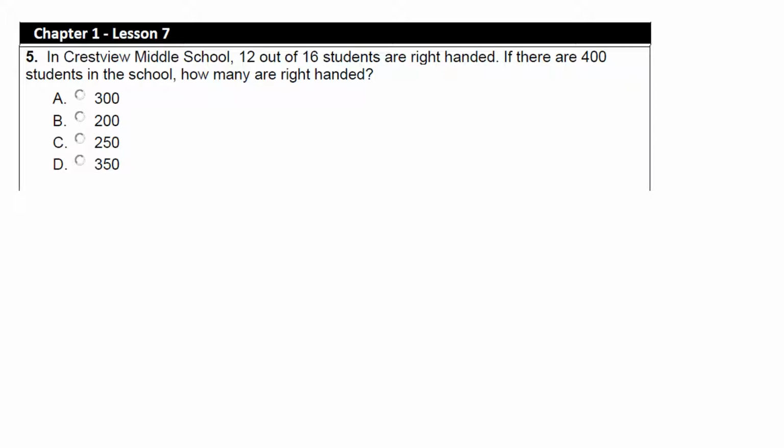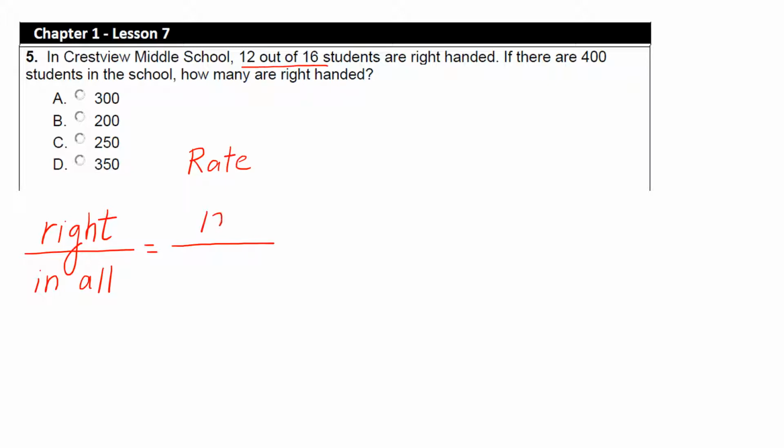In Crestview Middle School, 12 out of 16 students are right-handed. If there are 400 students in the school, how many are right-handed? So we're comparing right-handed students to students in all. Now we have a rate given to us of 12 out of 16. So that means we have 12 right-handed students out of 16 in all. And we know that there are 400 students in the school, so we're going to put 400 on the bottom.